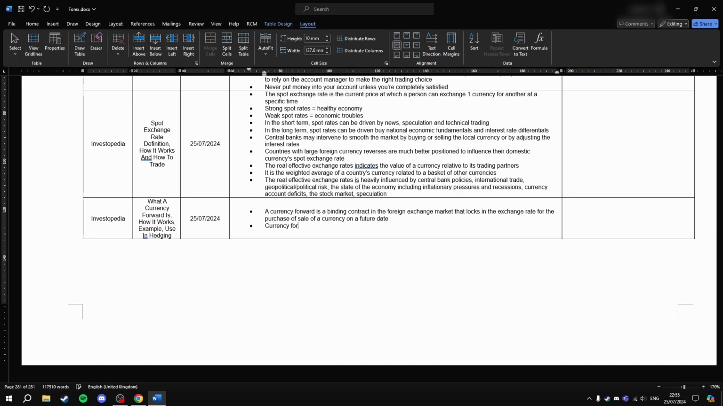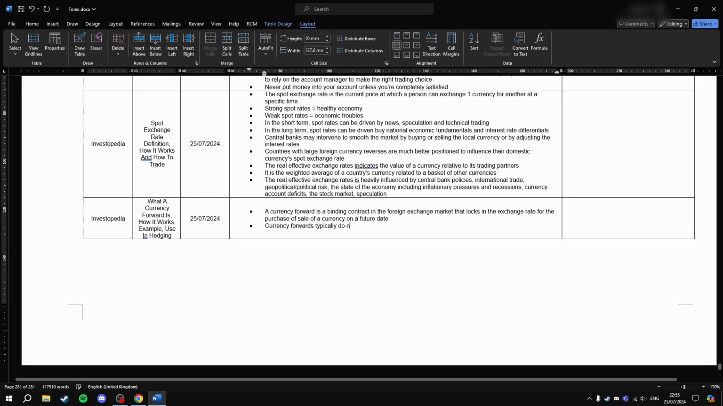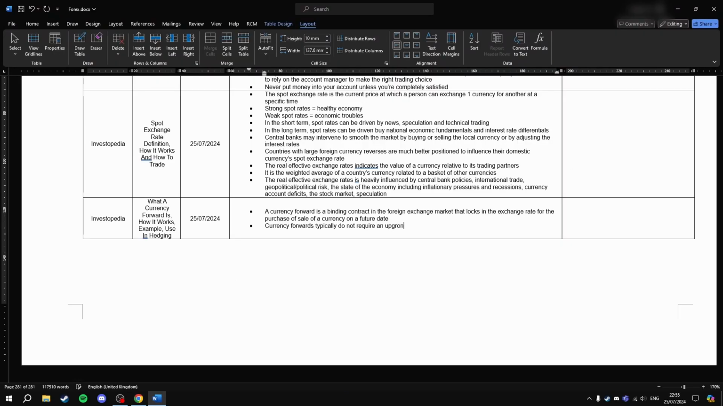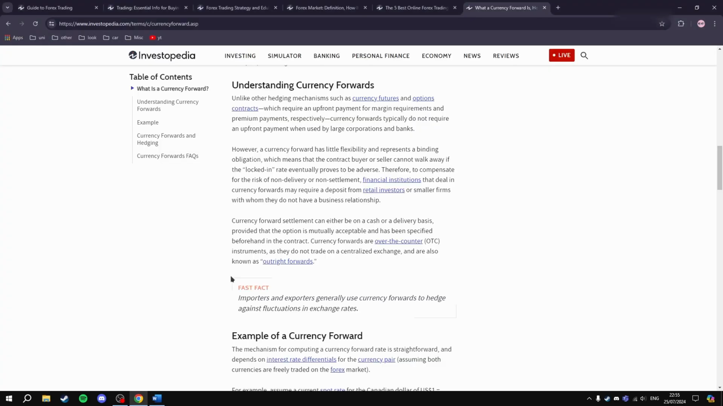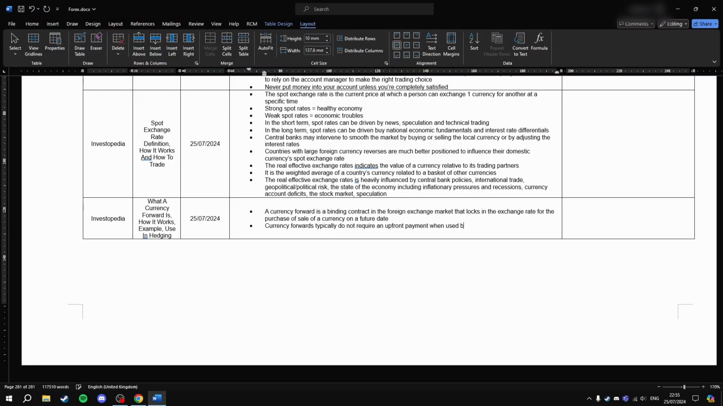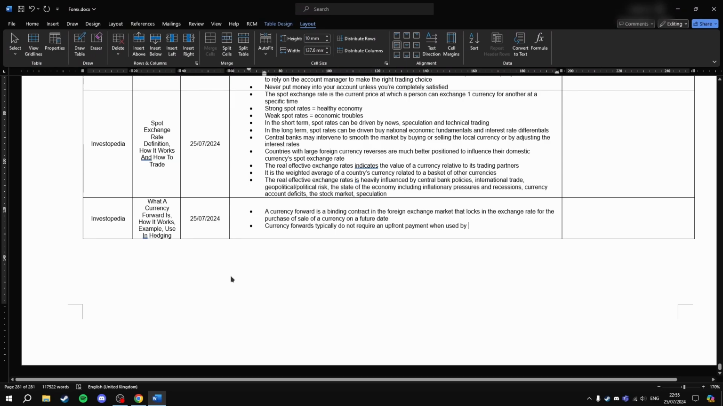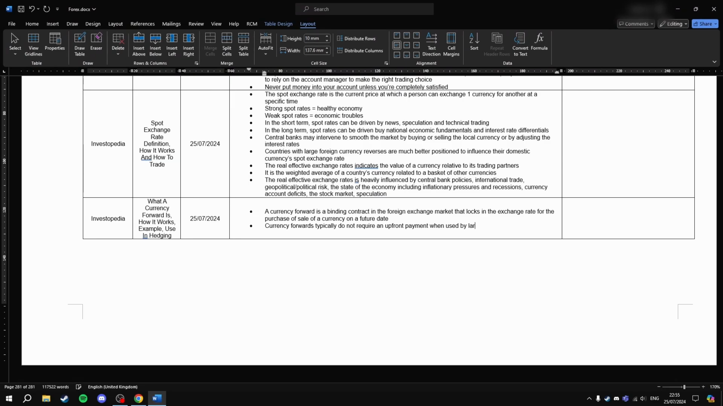Currency forwards typically do not require an upfront payment when used by large corporations and banks.